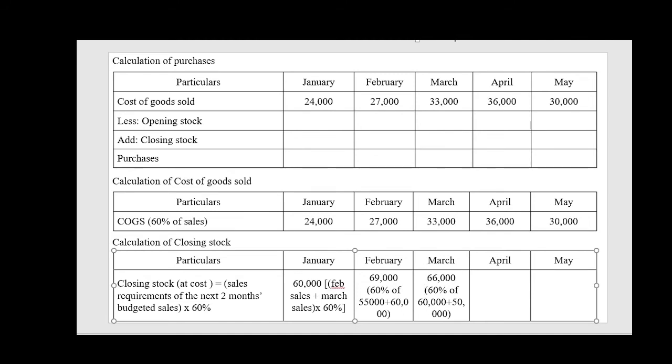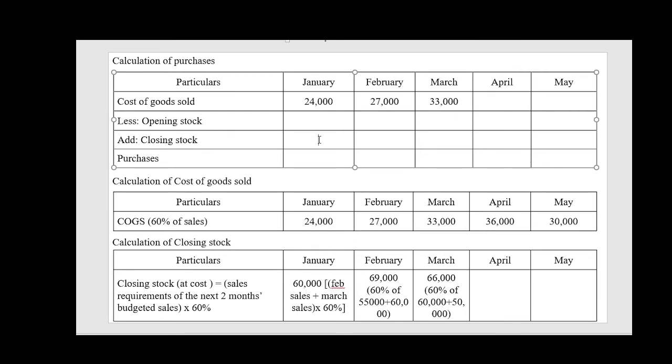We don't have to calculate for April and May, and anyway we can't calculate for April because we need to know the sales of May and June. May sales are given but June sales are not given. And anyway we are preparing the cash budget only for the months of January, February and March. So for April and May we don't require the information. Here also we can skip the cost of goods sold for April and May.